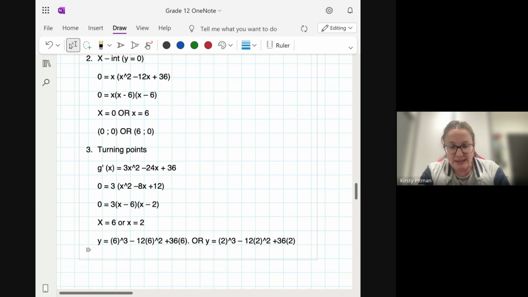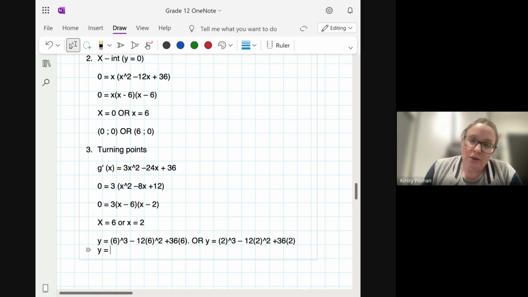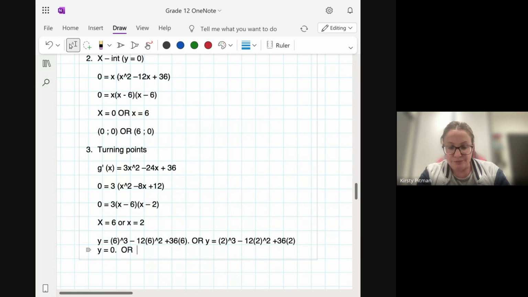Right, what do I get? What do I get? y equals what when you put that first one into your calculators? What do you get? 0. Good. Nice. Well done. So when you put the first one in, you get y equals 0. Or y equals what for the second one?